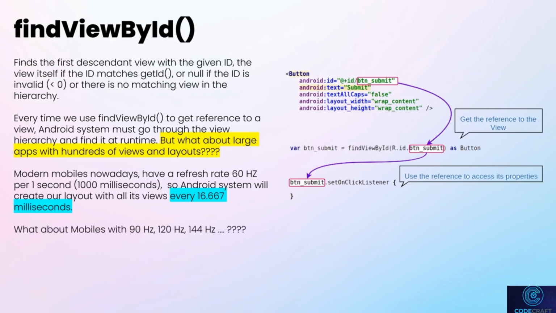The second issue, what about mobiles with 90 Hz, 120 Hz, 144 Hz, and more? So the Android system will create our layout with all its views in less time. And this could lead to memory leaks and missing views. The solution is to use the data binding library.